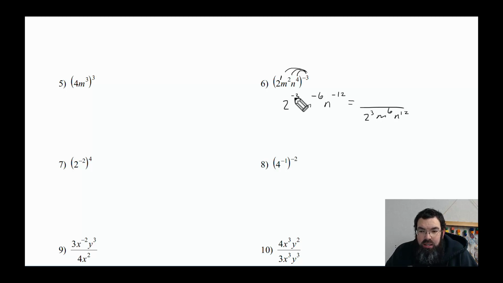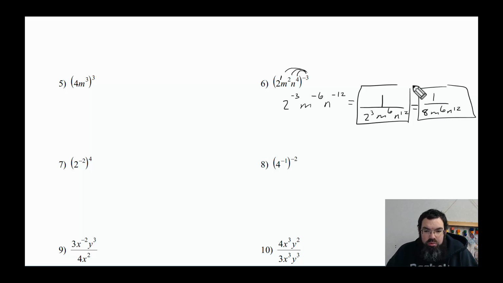Remember, when I have a negative and I want to make it positive, I have to put it in the denominator. So let's put the 2 down, the m down, and the n down. Remember, if I have nothing left up top, it is a 1. And then just for the sake of it, I'm not sure if that's going to be part of your answer, but you also could have it written like 2 to the third is 8, m to the 6, n to the 12. Either of these would be acceptable. I'm not sure which way the answer is going to be written, but either of those would be fine and dandy. All right, let's skip a little bit more.